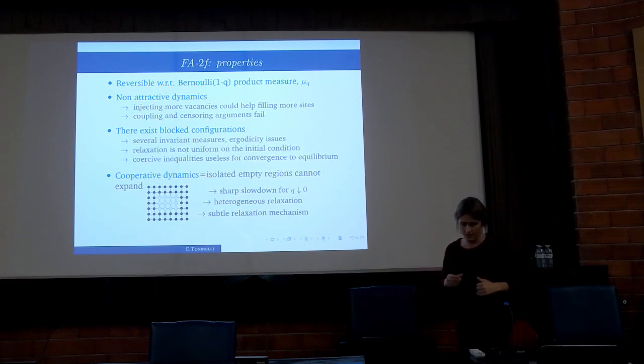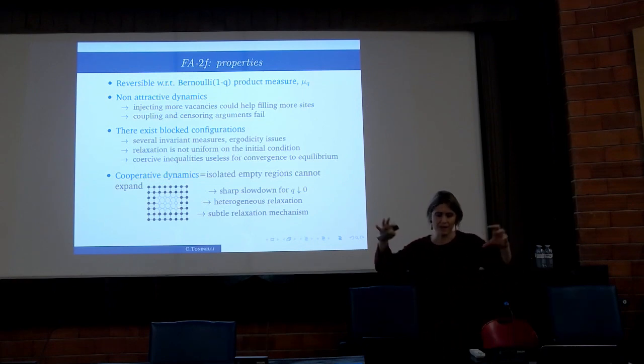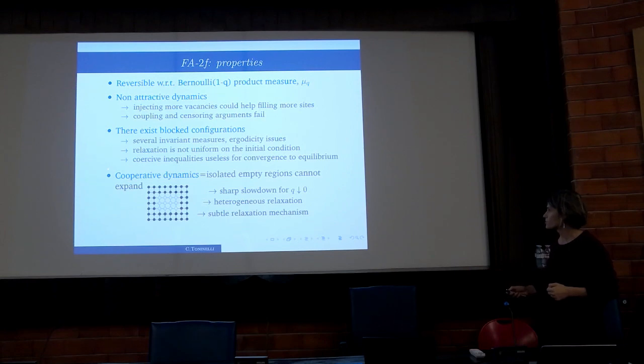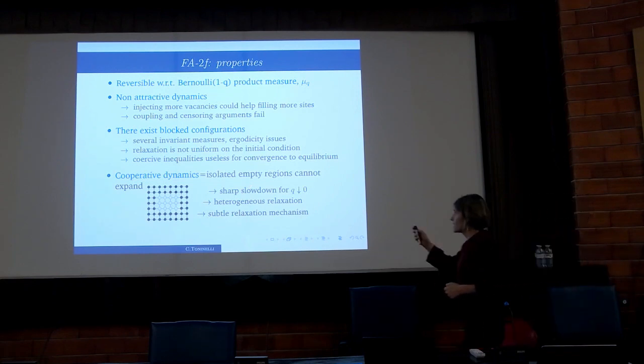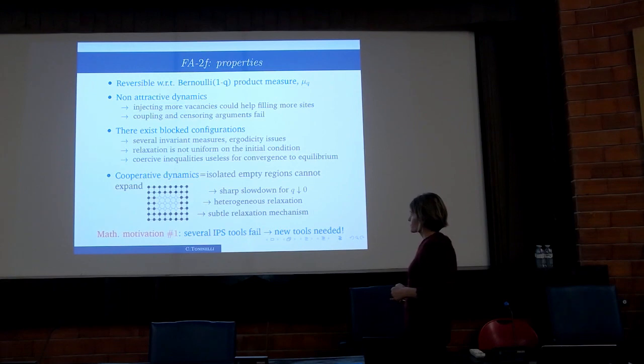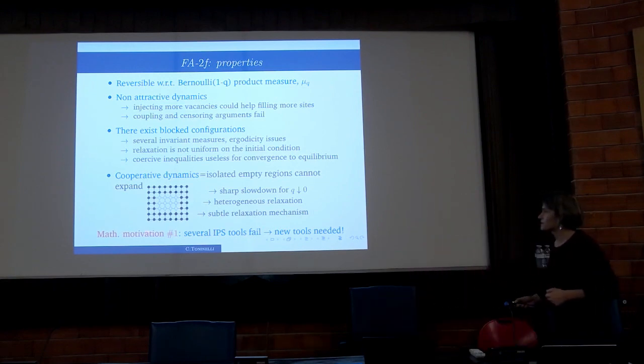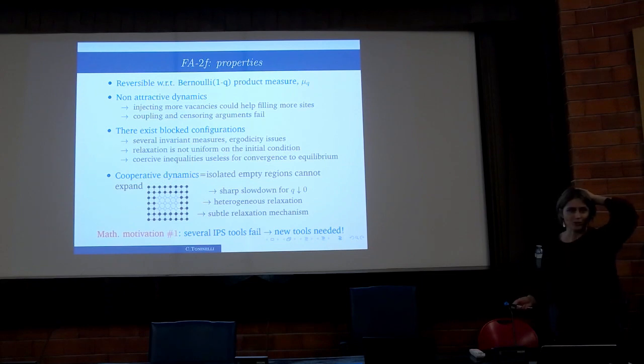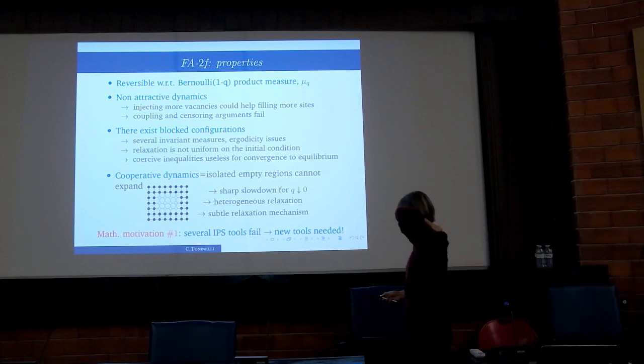Or, I mean, these empty regions should help themselves in order to relax the system. And this will imply that the relaxation mechanism, when q goes to 0, is quite subtle, and there is a sharp slowdown of the dynamics. Okay, and summarizing these properties, one first motivation from the mathematical side to study this model is that the model is simple and it has also a simple invariant reversible measure, but new tools are needed for sure to study this model because some of the classic tools here fail.